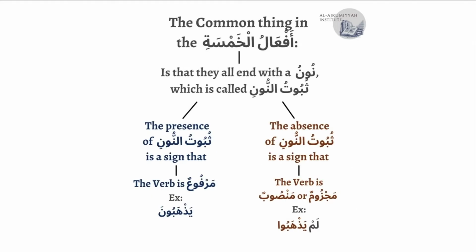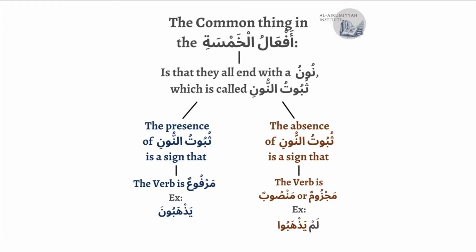So the common thing in the أفعال الخمسة is that they all end with a noon, as we just saw. This noon is called ثبوت النون. What's the special thing about ثبوت النون is that the presence of ثبوت النون is a sign that the verb is مرفوع, while the absence of ثبوت النون is a sign that the verb is منصوب or مجزوم. So يذهبون means they are going, and it's مرفوع. Why? Because of ثبوت النون.